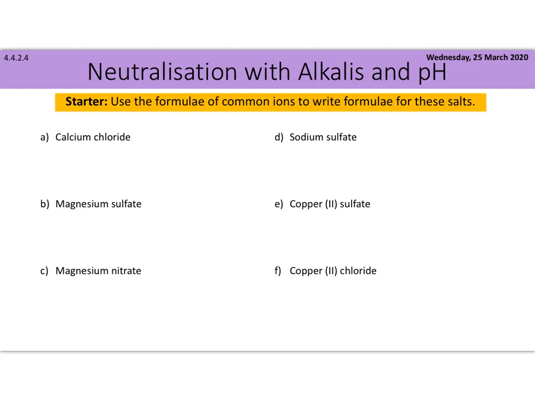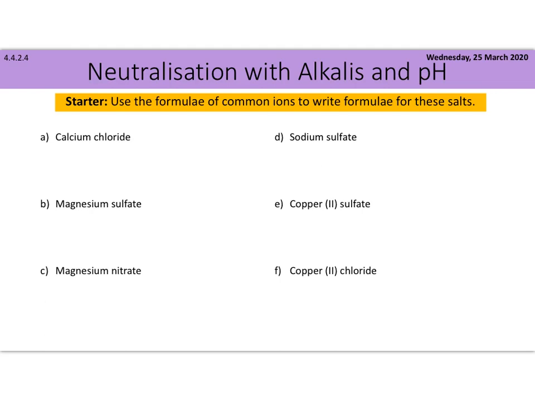If you look at all of these chemicals we've got in front of us: calcium chloride, magnesium sulfate, magnesium nitrate, sodium sulfate, copper(II) sulfate, and copper(II) chloride. They are all ionic compounds. They are all a metal and a non-metal, so we are looking at charges here. I know it says at the top to use the formulae of common ions to write formulae of these salts, but let's understand how we could have known it was ions in the first place.